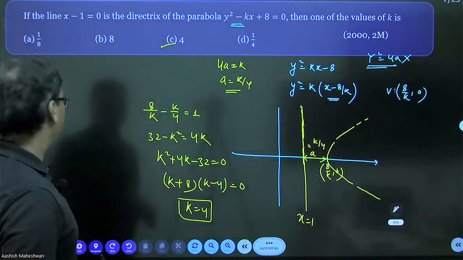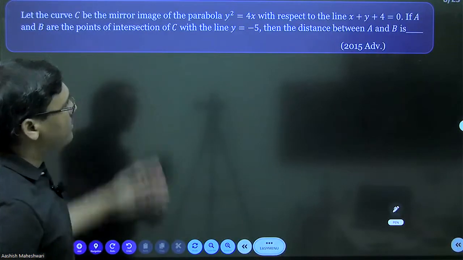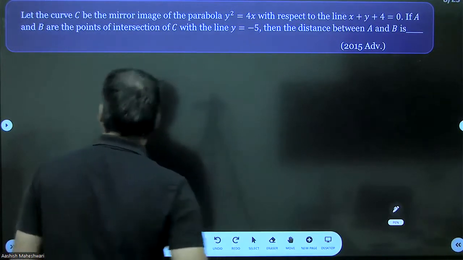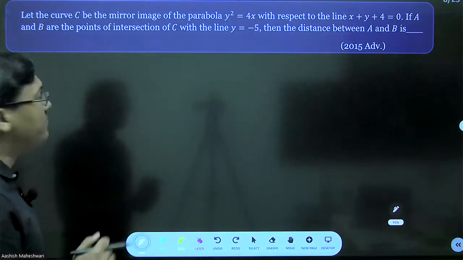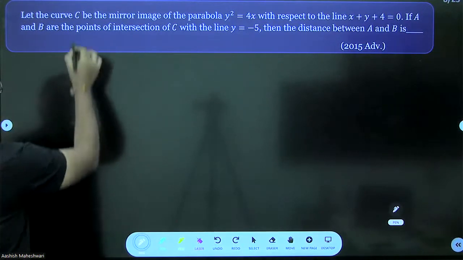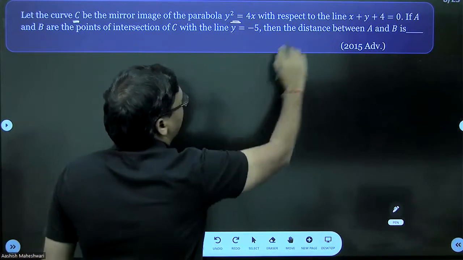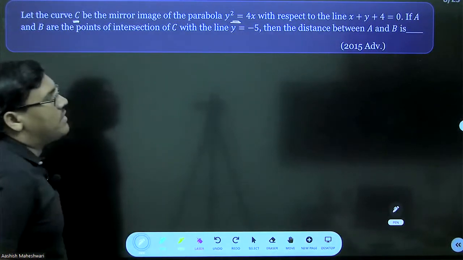Okay. So let's take one more question. Let's take one more question here. Now this was asked in JEE Advanced 2015. Very interesting question. Let the curve C be the mirror image of this parabola with respect to this line x plus y plus 4 equal to 0.